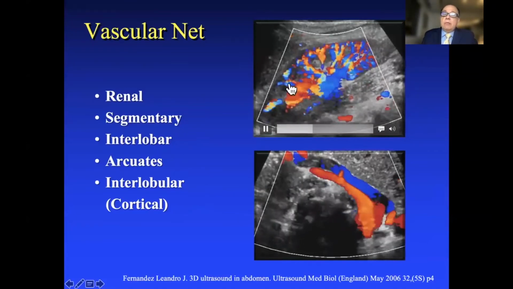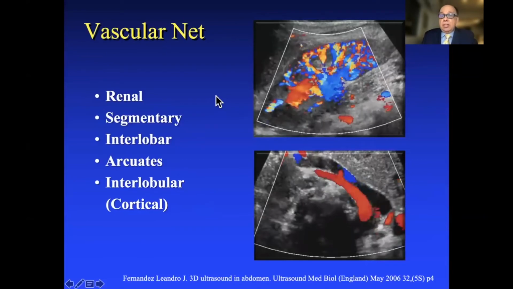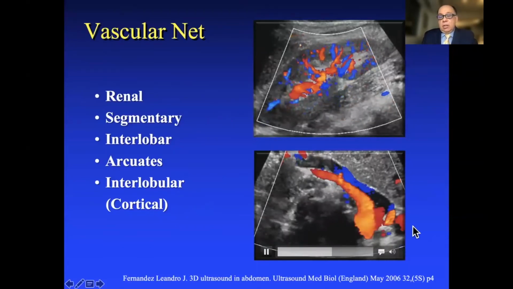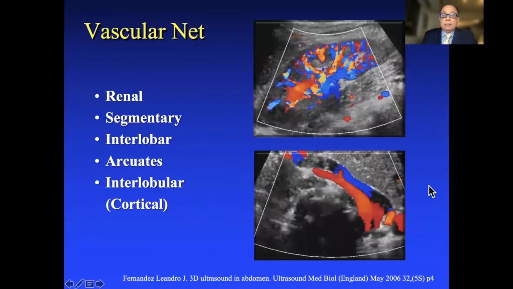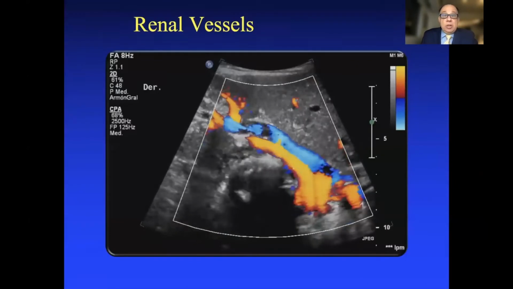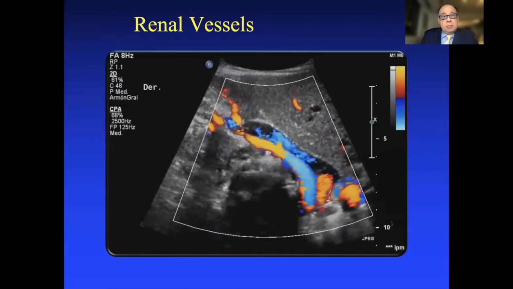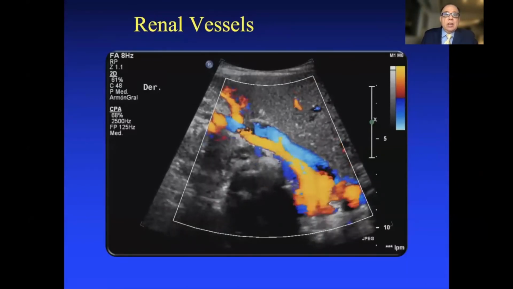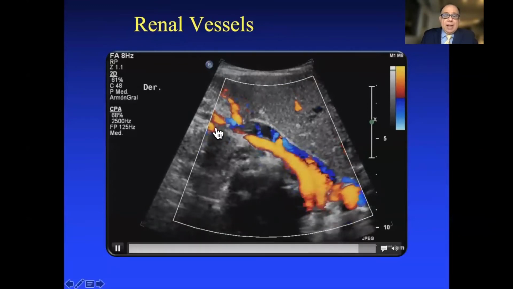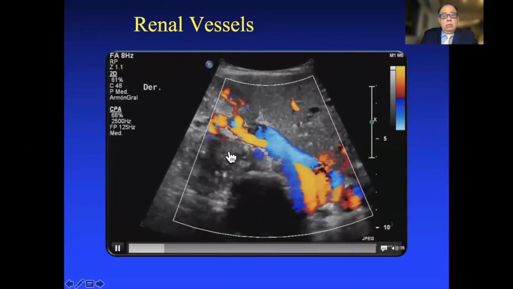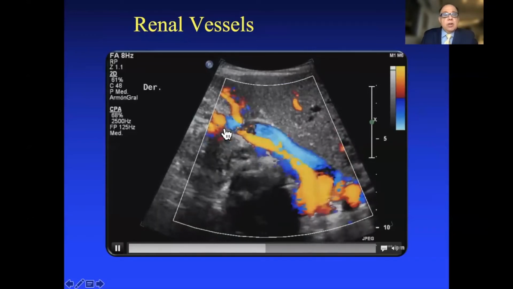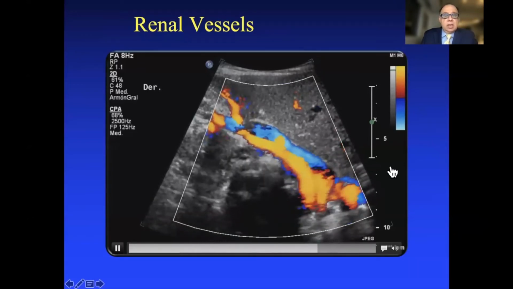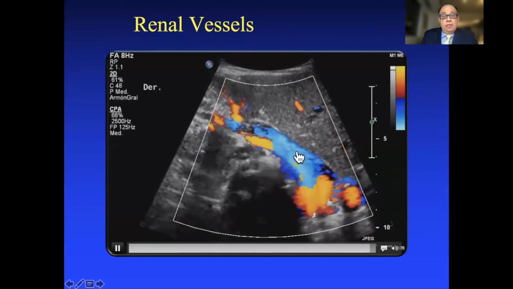Here we are observing the intrarenal veins and arteries, and here it's evident that we can see the renal vein and the renal artery. By using power Doppler, in this case bidirectional power Doppler, we can observe all the path of the renal artery from the aorta to the hilum portion of the kidney. We can also observe the vein.